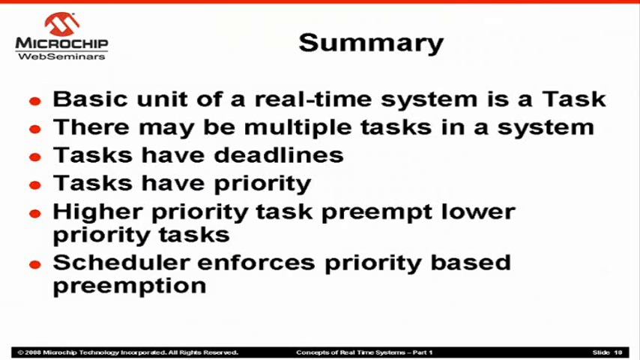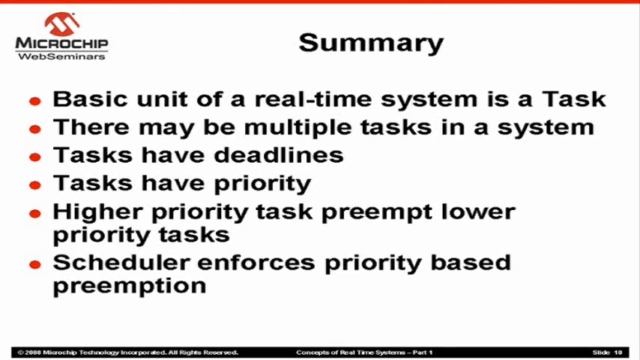That brings us to the end of this seminar. Let's summarize the concepts we have just covered. A basic unit of operation in a system is a task. A system may have multiple tasks running at any given time. Tasks in real-time systems have deadlines. If tasks fail to meet deadlines, dire consequences may follow.